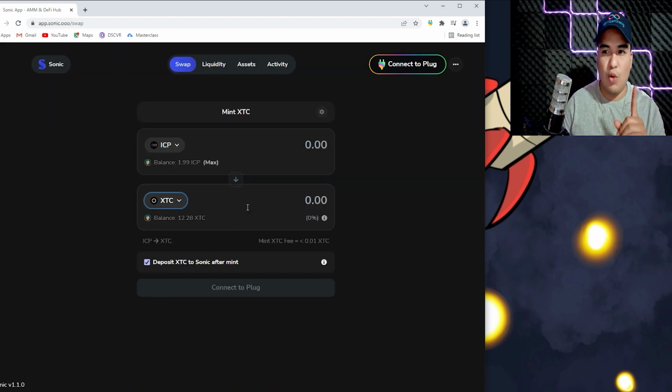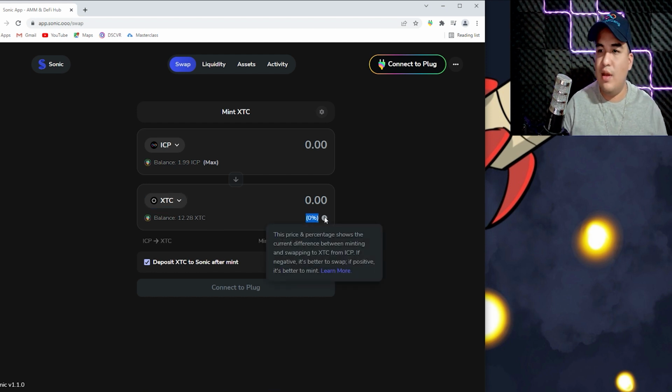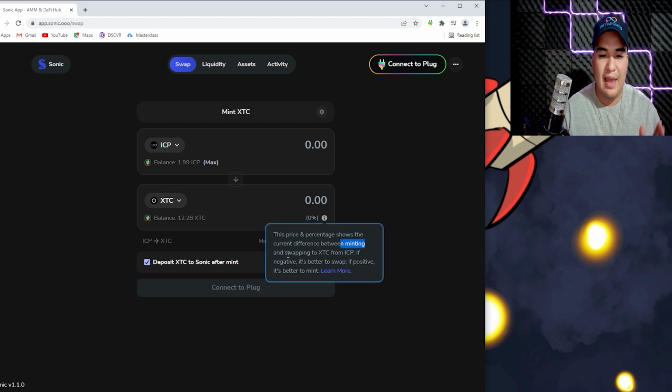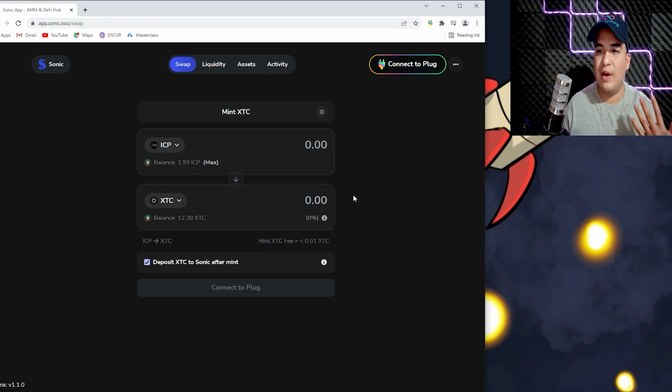Now this is very important, and pay close attention. There's a little percentage thing right here with an information number on it. So once you click that, it's going to give you this message. This price and percentage shows the current difference between minting and swapping XTC from ICP. If negative, it's better to swap. If positive, it's better to mint. So what does that mean?